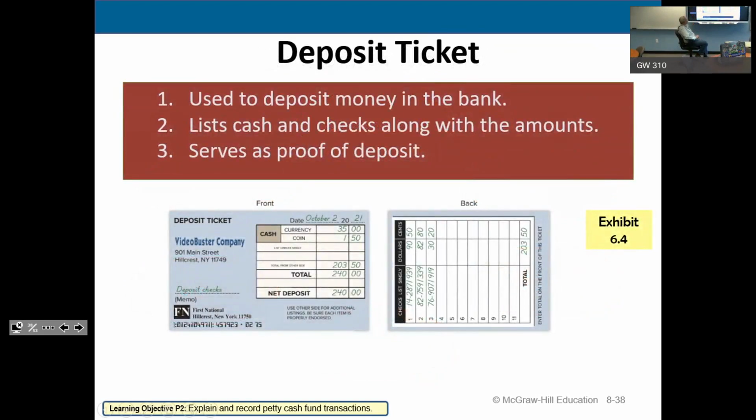Here's a deposit ticket, Video Buster. It lists cash and checks along with the amounts. It serves as proof of the deposit. At the last place I worked, we had triplicates. One went to the bank, one went in the file, and the other one came back from the bank with me.